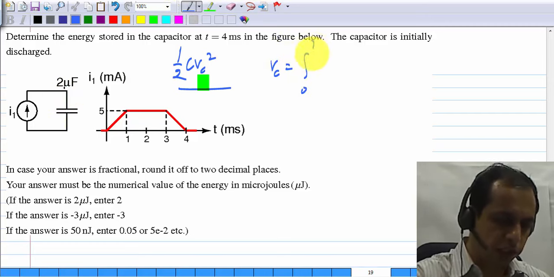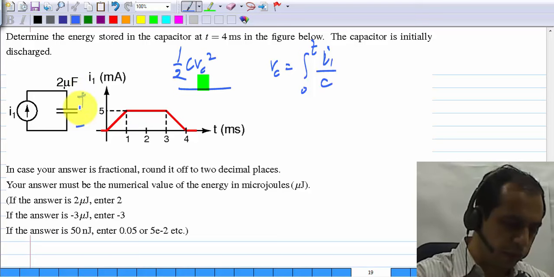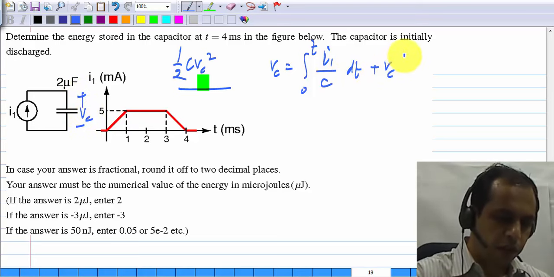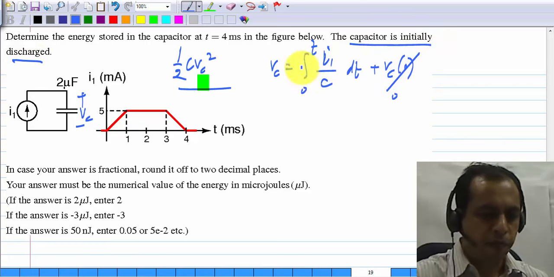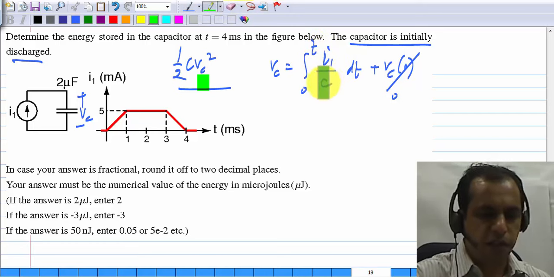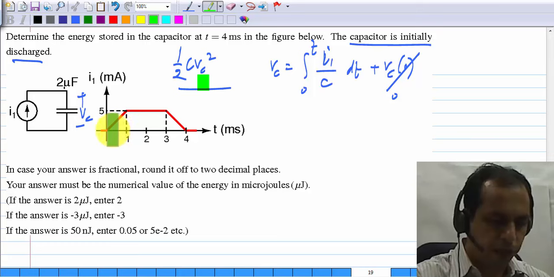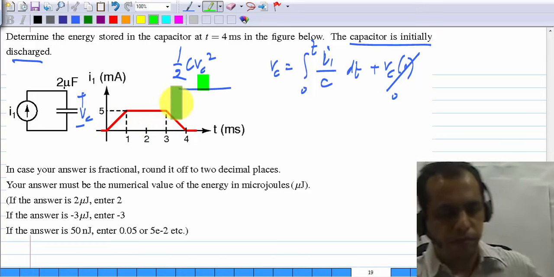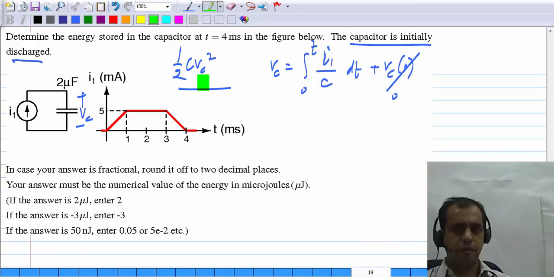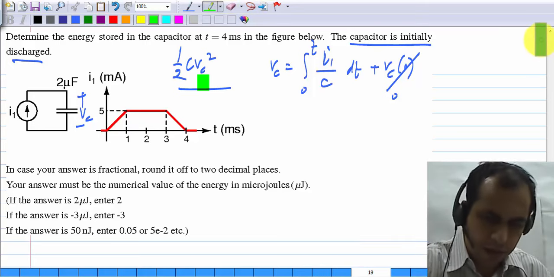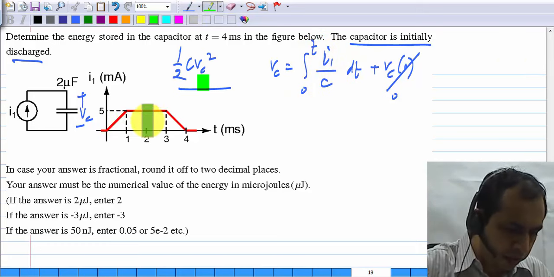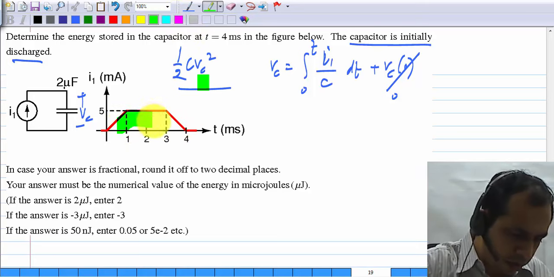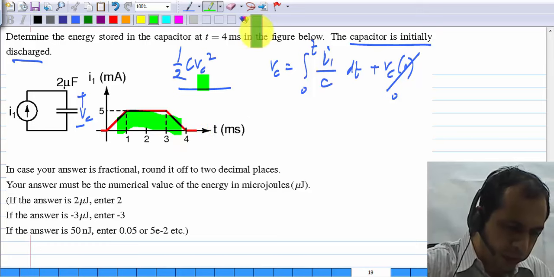Vc is integral 0 to t I1 by C dt plus Vc of 0, with Vc in this polarity. Now this is given to be 0. The capacitor is initially discharged. So what you have to calculate is integral of this current and divide it by the capacitor. Integral meaning this area. To compute this, we have to find the area under this current, that is this part of it, up to 4 milliseconds.